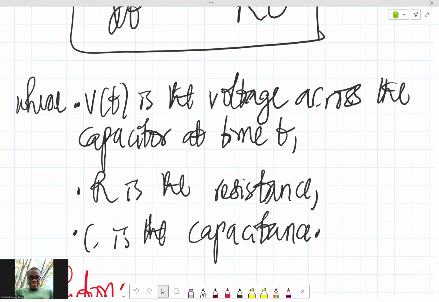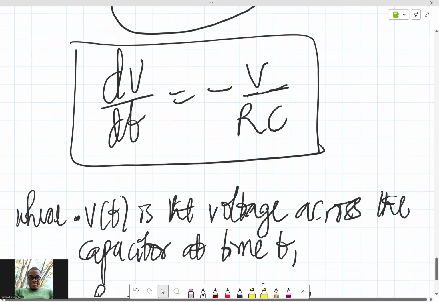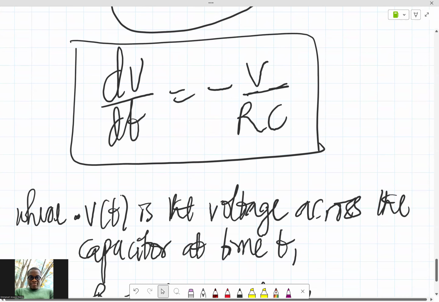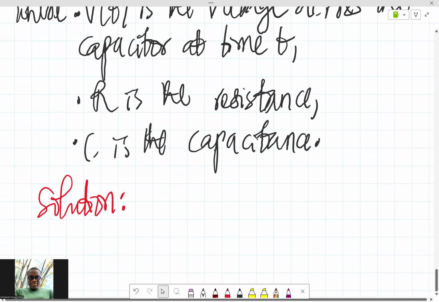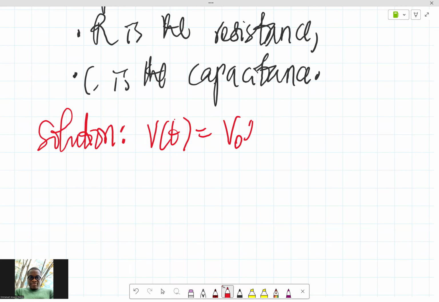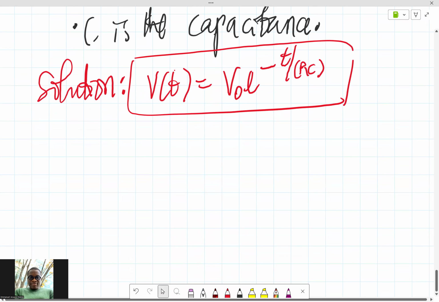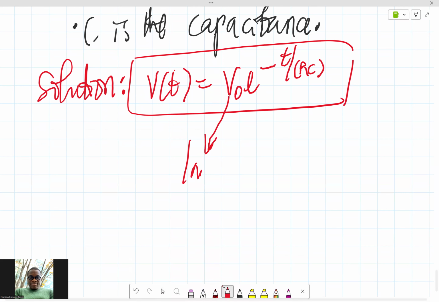The way it looks, I think it's variable separable, because you'll be given those other values. So you can just separate and solve. So the solution is V of t equals V naught e raised to the power minus t all over RC. That's the solution when you solve that problem. V naught here is the initial voltage.